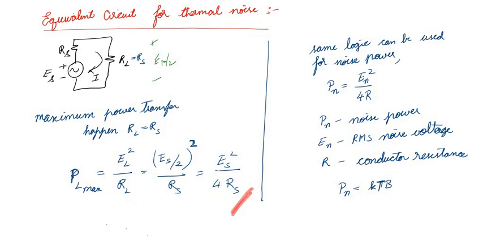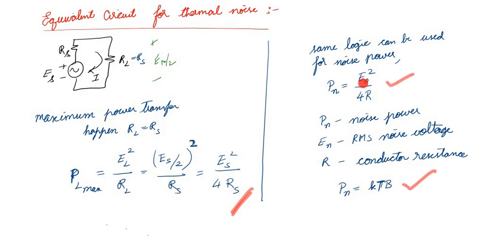Now we can extend this idea to the noise power. Instead of the load power, I can replace PL with PN and ES with EN, divided by 4R. Using the same analogy, PN is the noise power, EN is the RMS noise voltage, and R is the conductor resistance, right? In the last slide we saw that the noise power due to thermal noise is given as kTB. Shall we equate these two expressions?